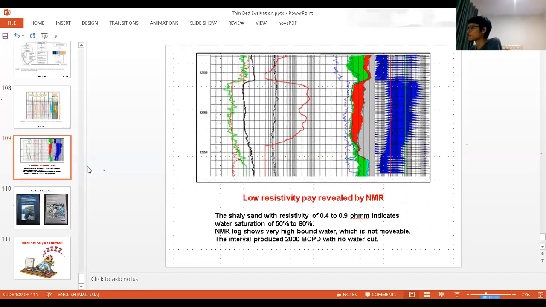Okay, thank you. For the next question, from Alam: in your definition, does thinly laminated sand have the same meaning as shaly sand in terms of low resistivity reservoir?